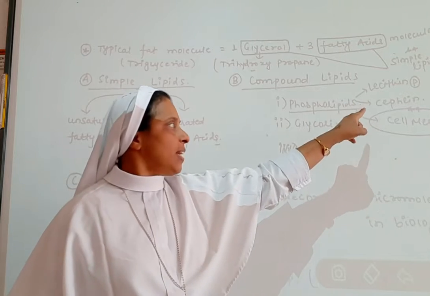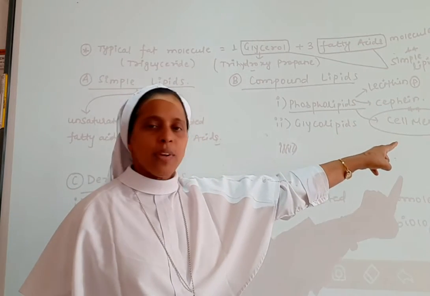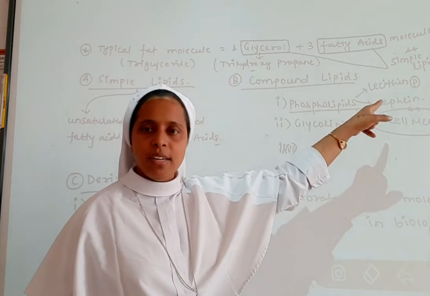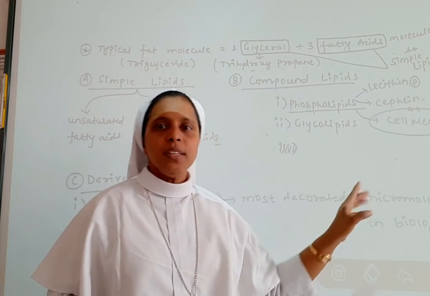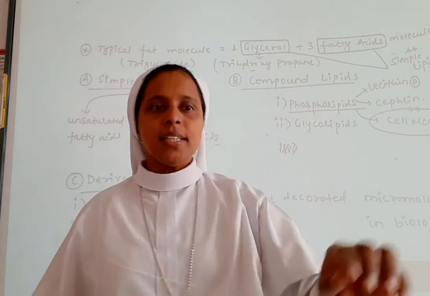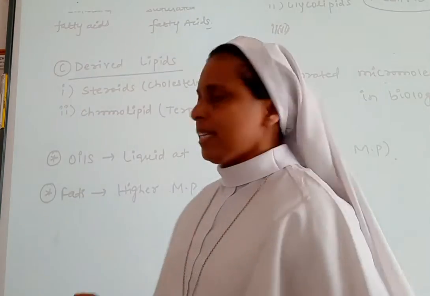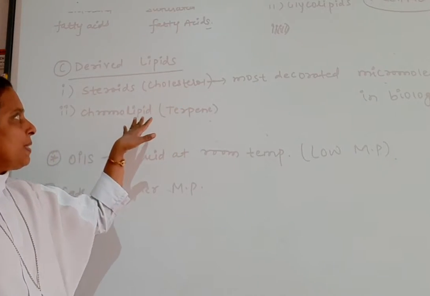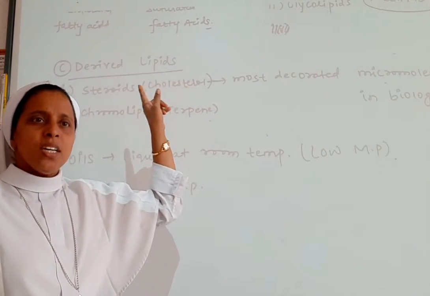Among phospholipids we can see lecithin and cephalin. Phospholipids we can find in the cell membrane. Cephalin we can find in the nerve tissue and so on. Then the derived lipids: steroids and chromolipids are the derived lipids.